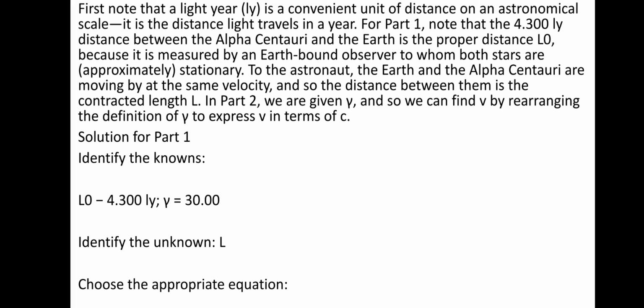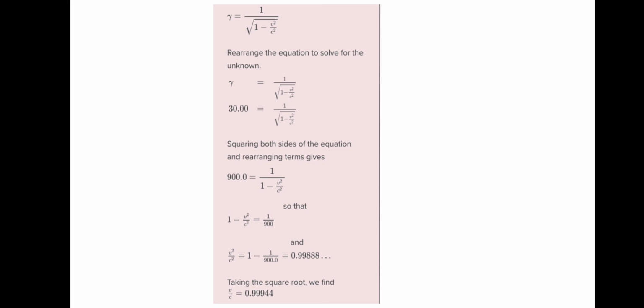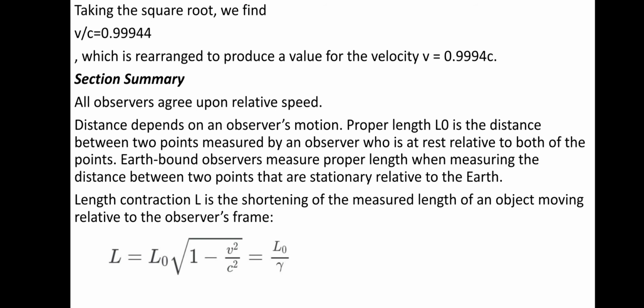So the solution for part 1: identify the knowns, identify the unknown, choose the appropriate equation, and rearrange the equation to solve for the unknown. The solution for part 2 is the same: identify the knowns, identify the unknown, choose the appropriate equation, and rearrange the equation. So taking the square root, we find v/c equals 0.99944.